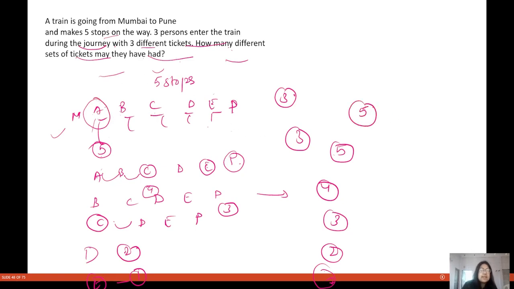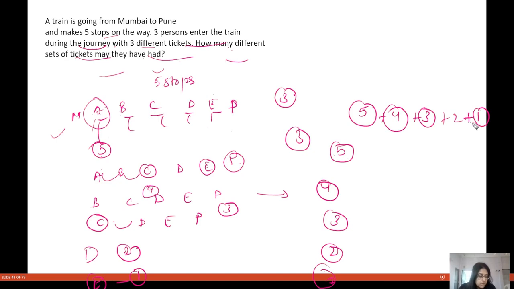Because these are mutually exclusive events, if one event is happening, the other cannot happen. So what you will do here is you will add. You will add 4, and then you will add 3, because these are the combinations of the ticket you can have. So you will add 5 plus 4 plus 3 plus 2 plus 1.